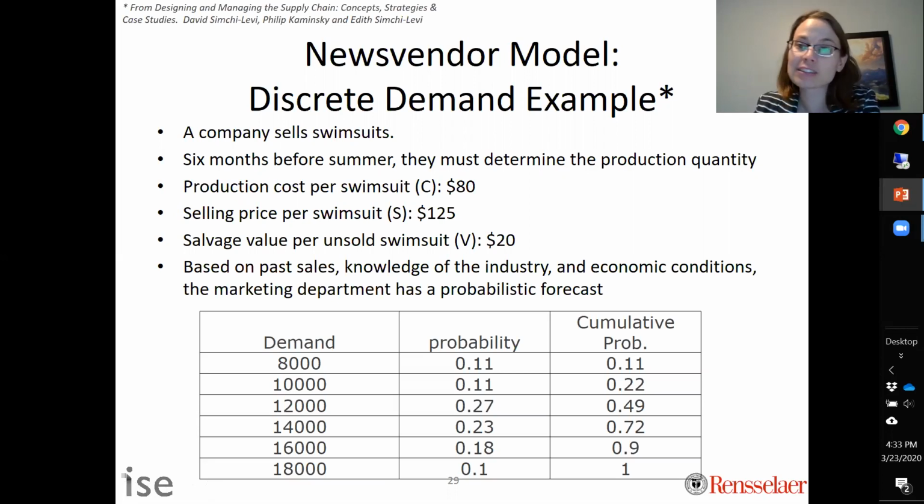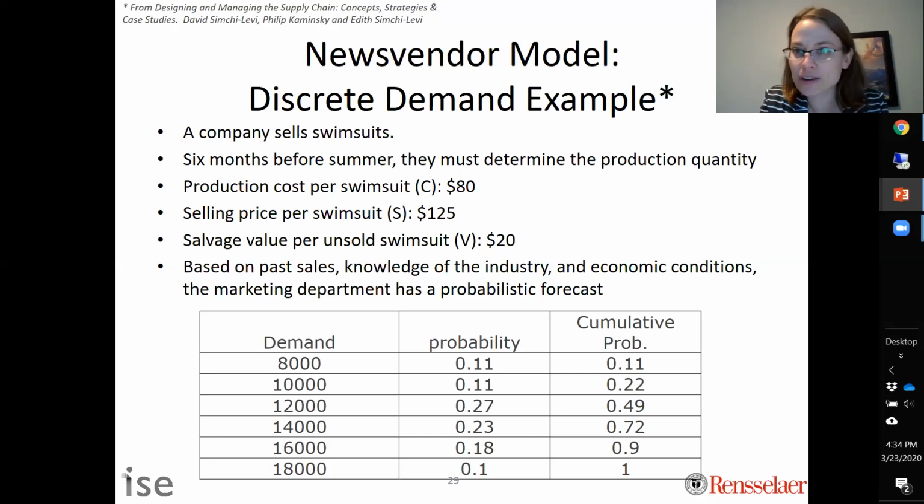This is what they would call a discrete demand distribution. That means we only have discrete outcomes. We can either sell 8,000, 10,000, 12,000, 14,000, 16,000, or 18,000. You may say, okay, where does this happen? Well, what if your minimum order quantity is 2,000 from your customers? Then the probability that you would actually sell exactly 9,000 is 0 for this example.